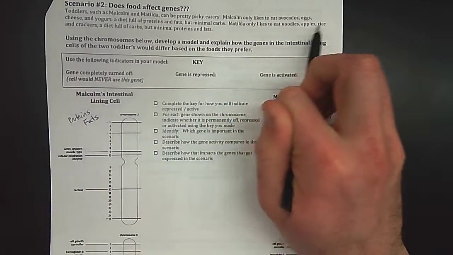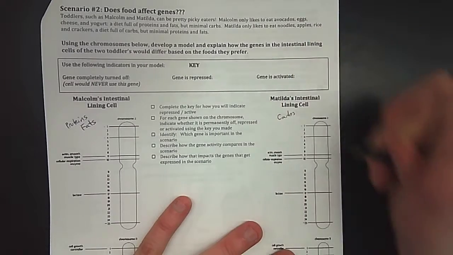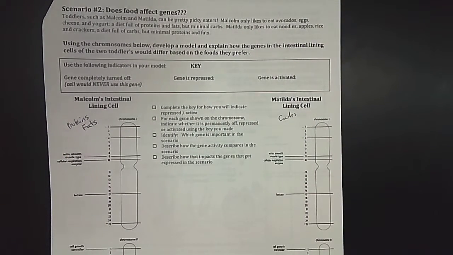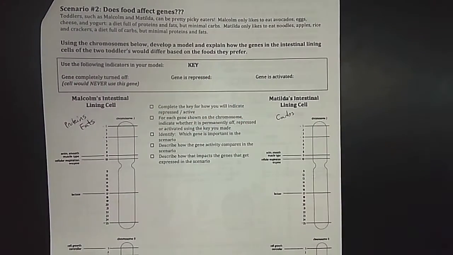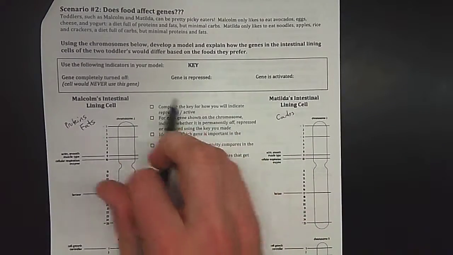Matilda only likes to eat noodles, apples, rice, and crackers, a diet full of carbs, but minimal in proteins and fats. So it's almost like they're opposites right here. So then it's saying, all right, using the chromosomes below, develop a model to explain how the genes in the intestinal lining cells of the two toddlers would differ based on the foods they prefer. First thing we need to do, complete the key above.